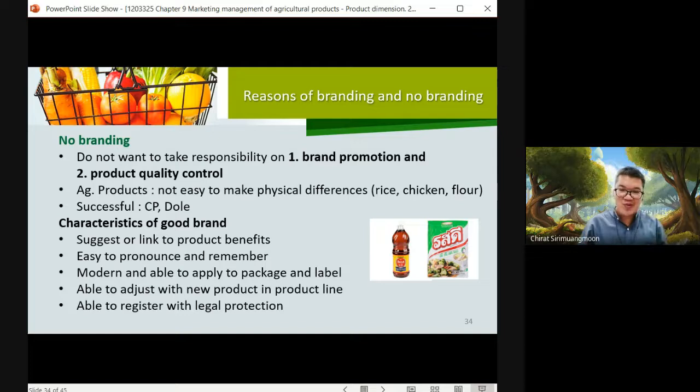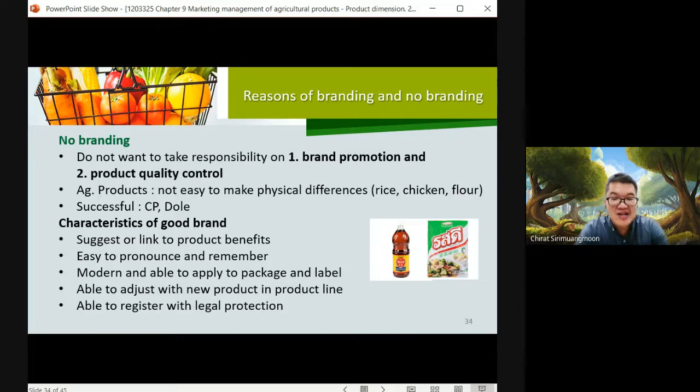So we have some good examples of good brands. First one is suggest a link to the product benefit. It's all in Thai language, but the left one is named Tip Rot, which means good taste, and Roti is also delicious. So both brands have the meaning of good taste. So the name is linked to the benefit of the product. Easy to pronounce, like easy to call, easy to remember. If it's too hard to remember, that is not easy, that is not good.